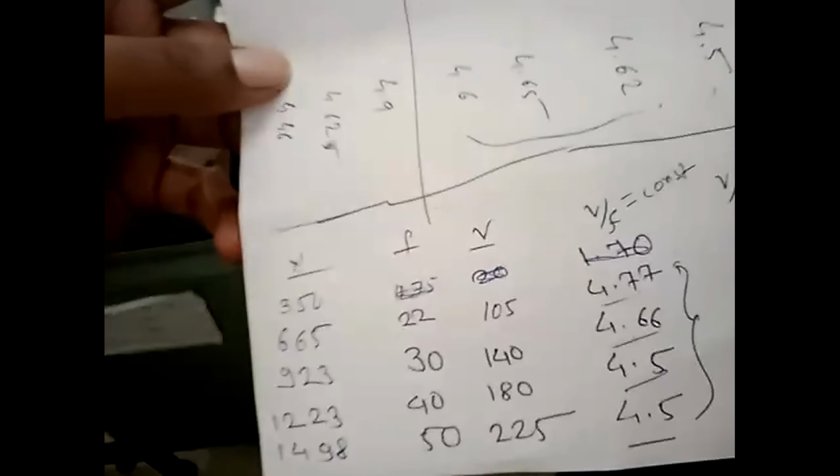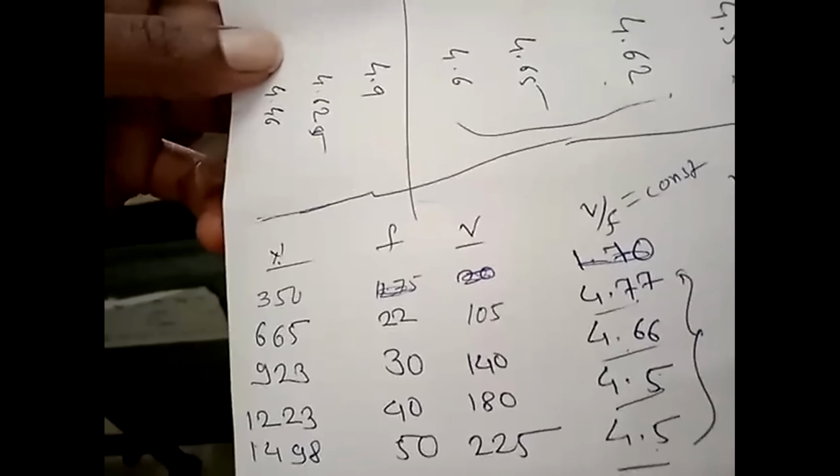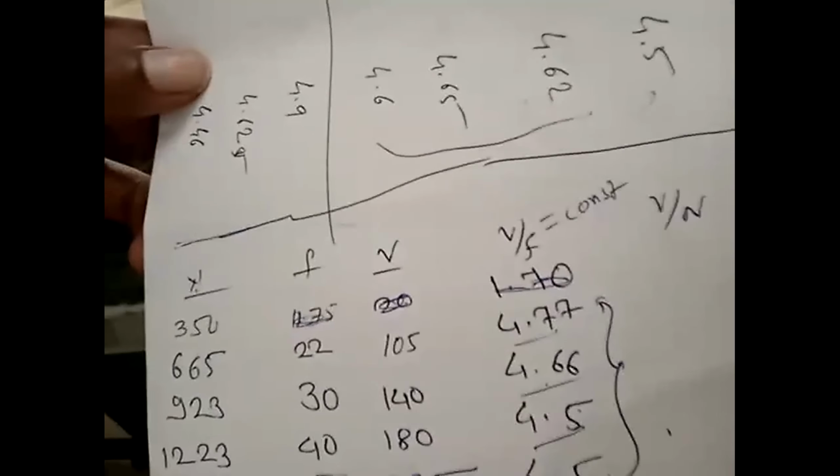Clear? So these are today's experiment readings. Here you can observe V by F is equal to a constant value, 4.7, 4.6, 4.5, 4.5. Clear? So approximately we are getting the constant value. So this is what we have performed today.